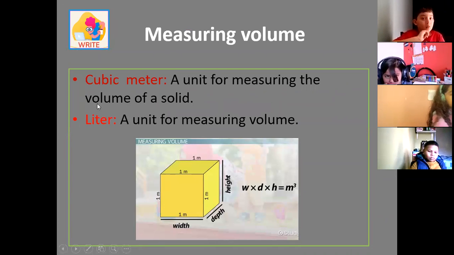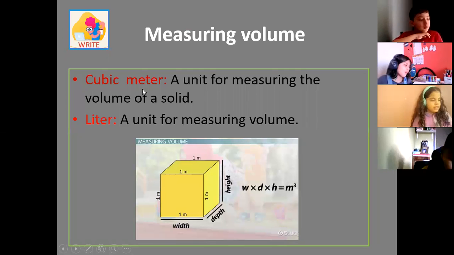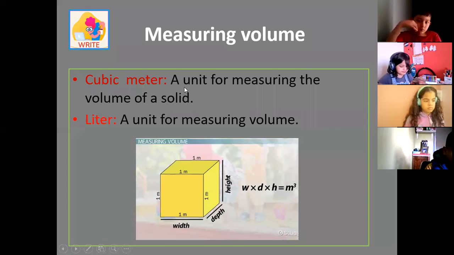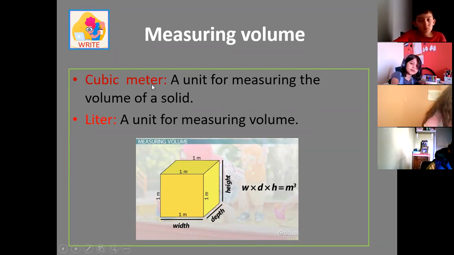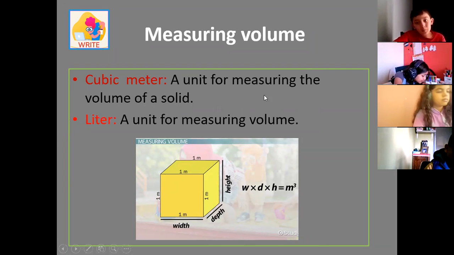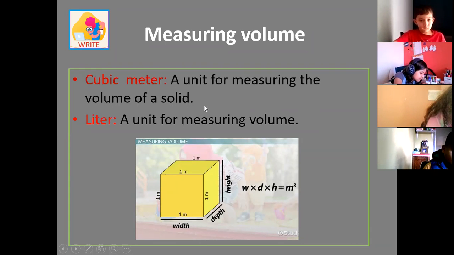Now, measuring volume. Cubic meter is a unit for measuring the volume of a solid, but it needs to be a regular solid. Okay? Liter is a unit for measuring volume.